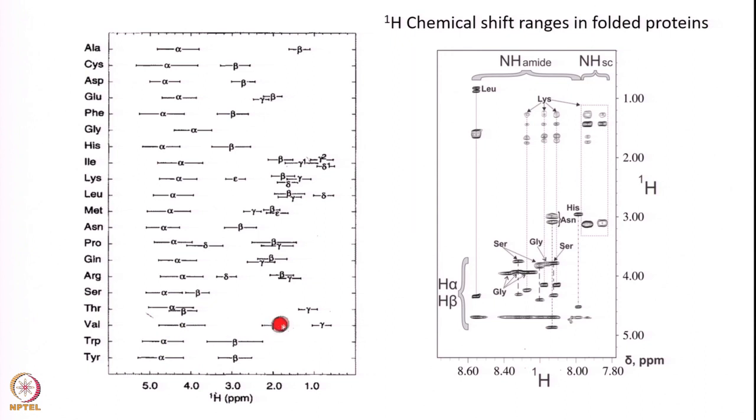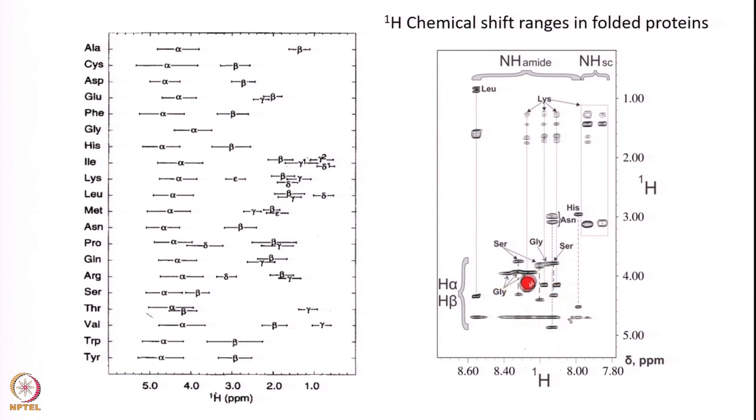And the valines: alpha, beta, gamma. Now here is an experimental spectrum, a so-called TOCSY spectrum, and you can see the typical peak patterns you get for the various amino acids. What is listed here is explicitly shown in this spectrum. All the alphas will be present, but the betas of the serines and threonines will also be there.